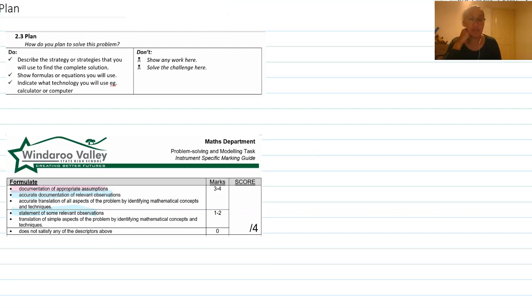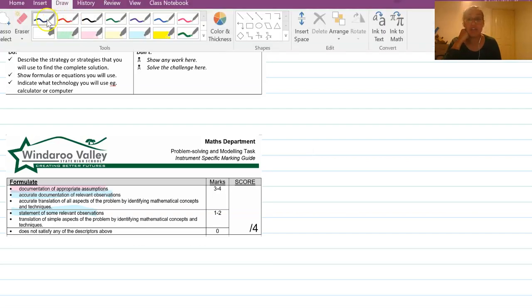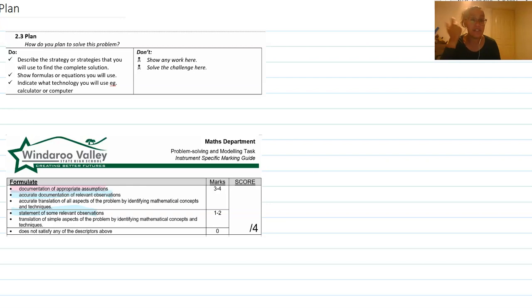Okay, in this section we're looking at doing your plan. So this is the recipe. How are you going to solve the problem? What strategy can you put in place? You would also indicate what formulas you might be using.